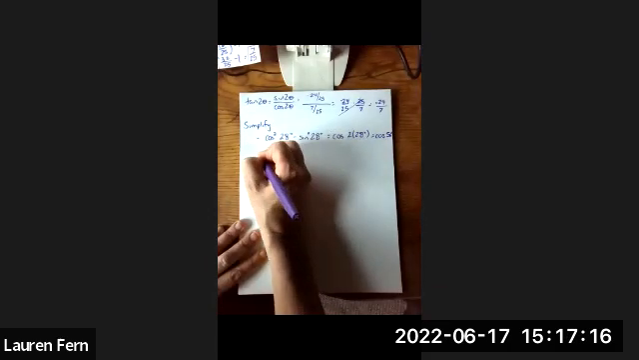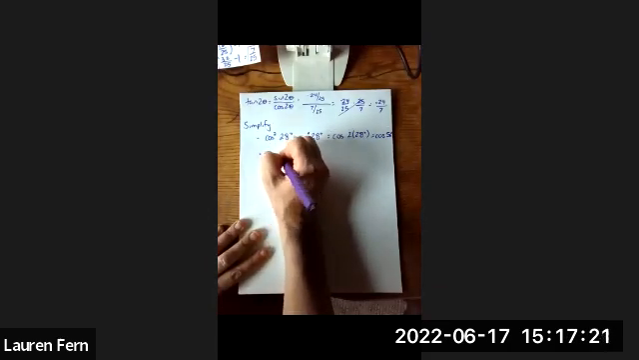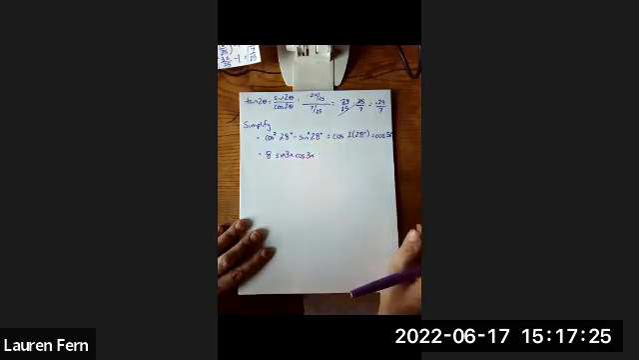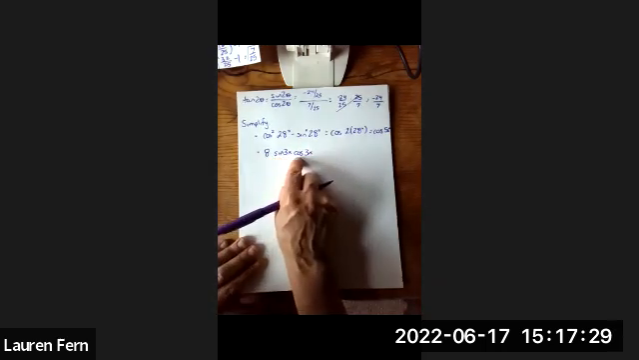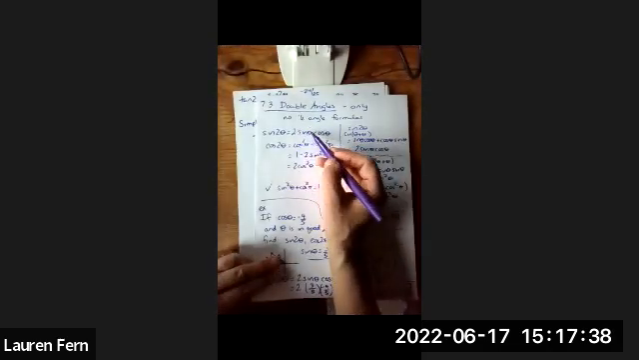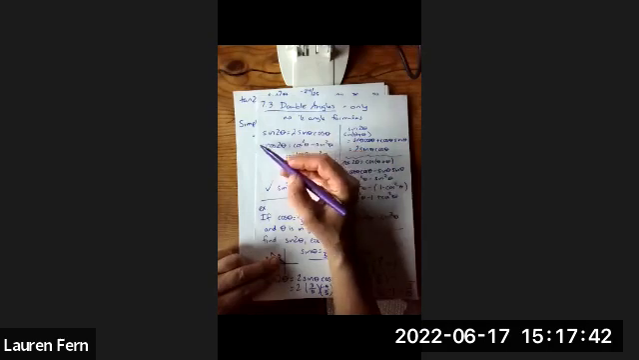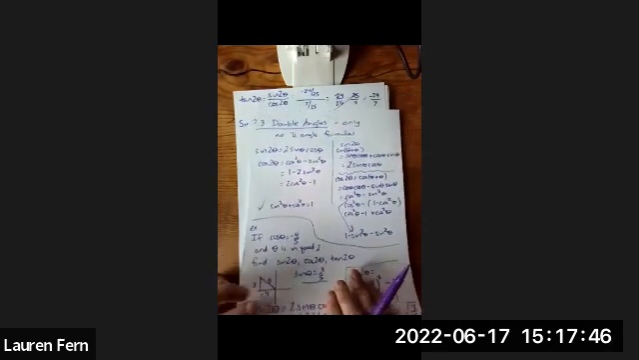What if I want us to simplify 8 sine 3x cosine 3x? Well, when you see a sine times a cosine, you want to start thinking about your double angle formula, okay? We know that 2 times the sine of theta times the cosine of theta is sine of 2 times whatever that angle is.